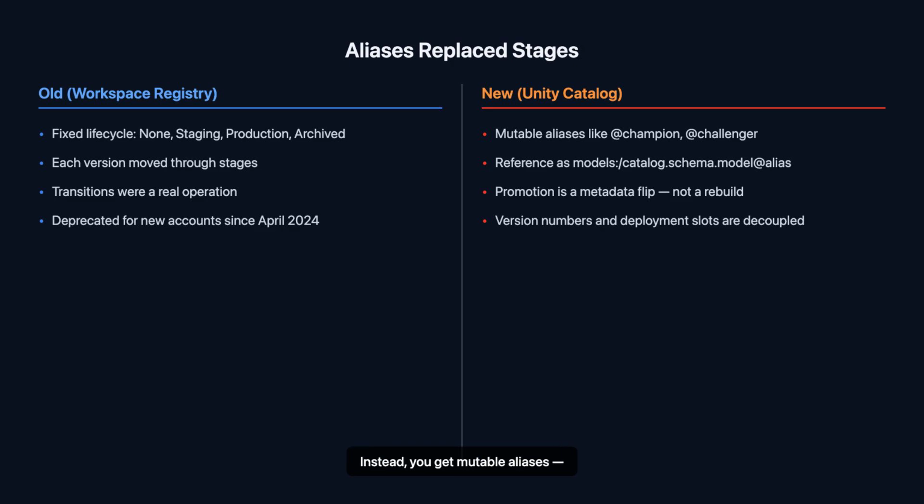Instead, you get mutable aliases, names like @champion or @challenger, and you reference a model as models:/catalog.schema.model@alias. Promoting version 17 to champion is now a metadata flip, not a rebuild. Version numbers and deployment slots are completely decoupled.